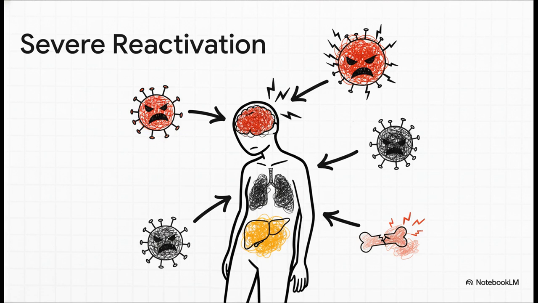We're talking about things like acute limbic encephalitis. That's inflammation of the brain that can kill you. It can shut down the brand new bone marrow, cause pneumonitis, hepatitis, the list goes on. It's the exact same virus, but the outcome? It couldn't be more different.